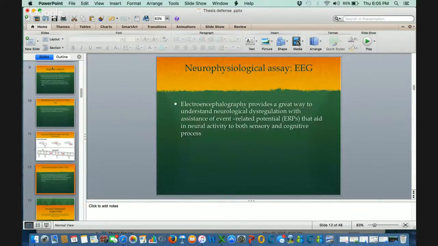Another test that we use in order to look at the actual neurocircuitry of everything is the EEG, which is a great way of understanding executive function. You get to see the actual neuroactivity and the sensory functions, along with the cognitive processes, that are being generated throughout the brain.